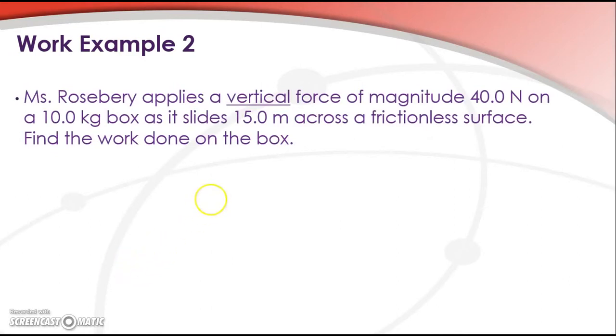In this example, we apply a vertical force of 40 newtons on the 10 kilogram box as it slides 15 meters across the frictionless surface. And the question is, what's the work done on the box? So all the numbers are the same. The force is 40 newtons, the mass is 10 kilograms, and the box slides 15 meters across the frictionless surface. So what's the work done? Well, it should be the same, right? Actually, no, it's not. So, in this case, our work is 0 joules.